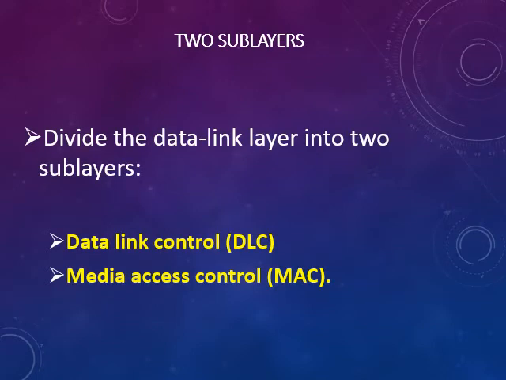The data link layer can be divided into two sublayers. They are data link control, which is DLC, and media access control, MAC. The data link control sublayer deals with all the issues common to both point-to-point and broadcast links. The media access control sublayer deals only with the issues specific to the broadcast links.